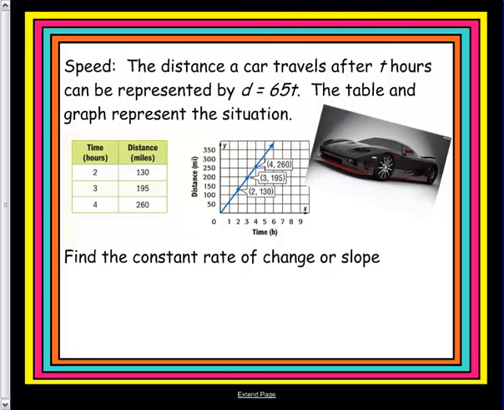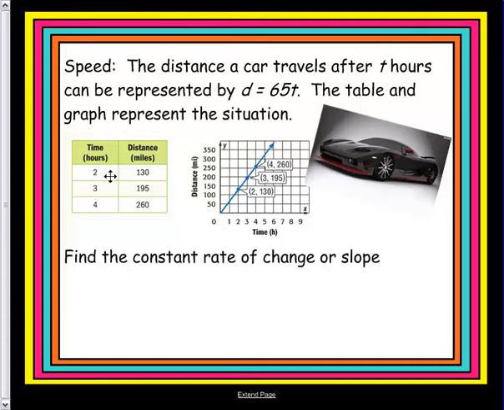Today's lesson is on direct variation. If we look at this problem, for speed, the distance a car travels after t hours can be represented by d equals 65t. The table and the graph represent the situation.